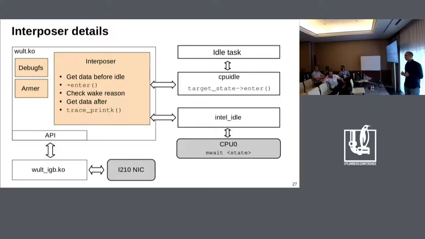There is lots of knowledge about C states in mWait. Oh, sorry, in Intel idle. We didn't want to duplicate it, but that's the right point. We want to be as close to mWait as possible from both ends, and right now we are a little bit further away. I think it doesn't really matter. We're talking about hundreds of nanoseconds versus microseconds here, but we could do this.